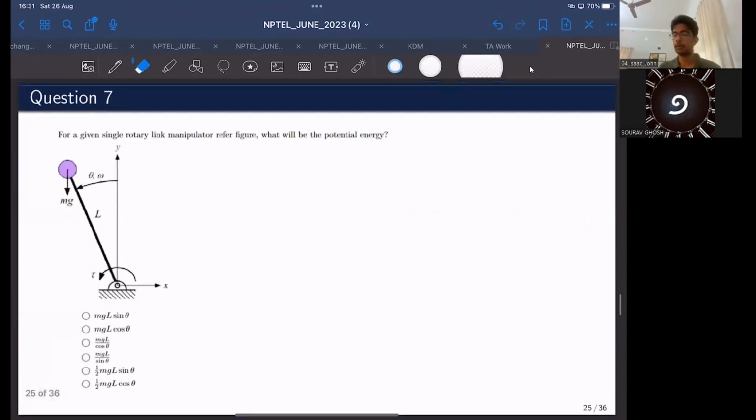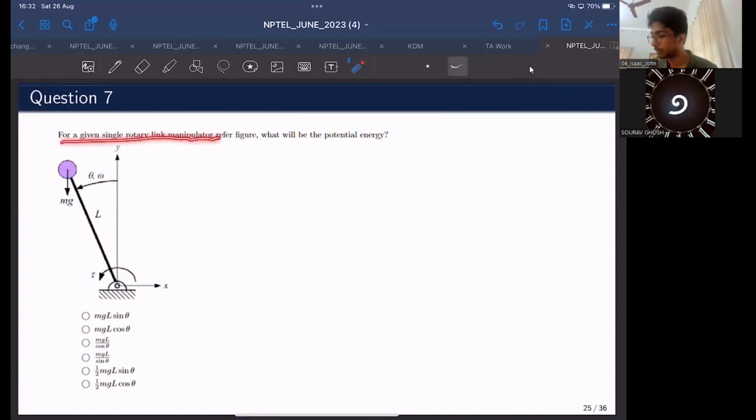We have up to 12 questions, so we have reached question 7. This is a fairly straightforward question. It says, for a given single rotary link manipulator, as seen in the figure, what will be the potential energy? If you are still there, can you guess this answer? The potential energy to be?